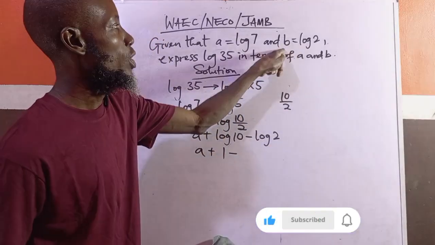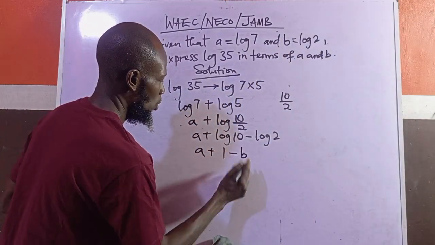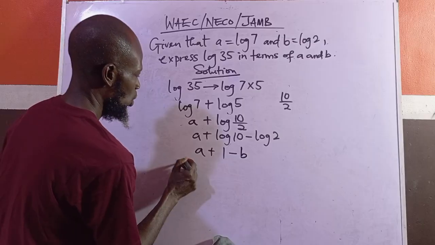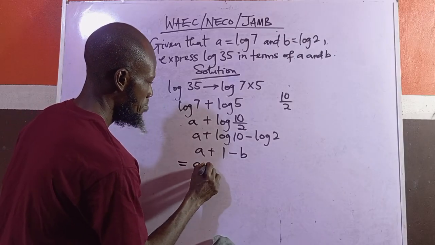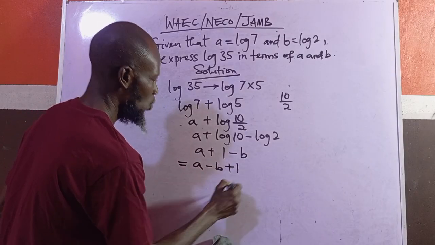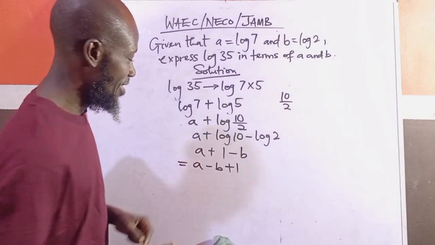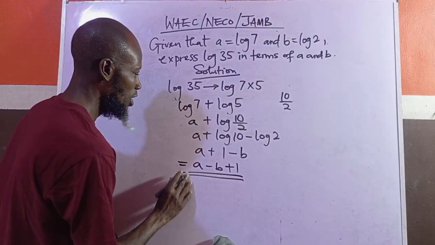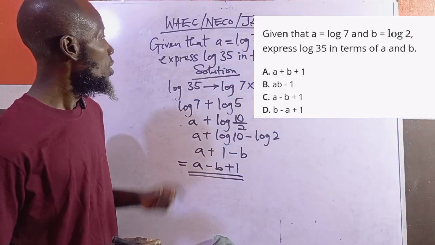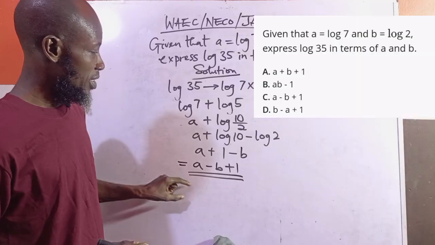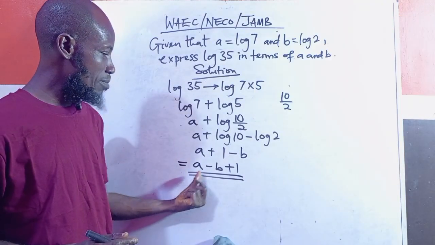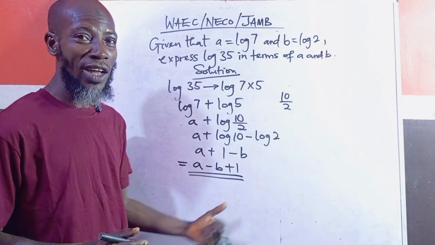Log 2 is given as what? B. So let's rearrange this. So we are going to have A minus B plus 1. And that is the solution to this question. So log 35 is now expressed as A minus B plus 1.